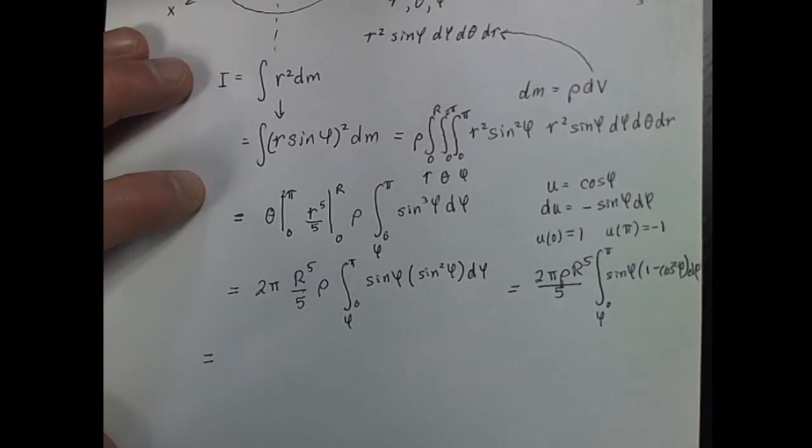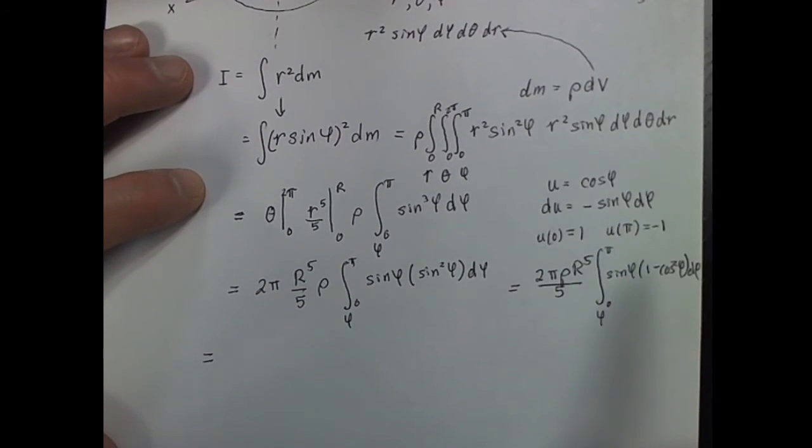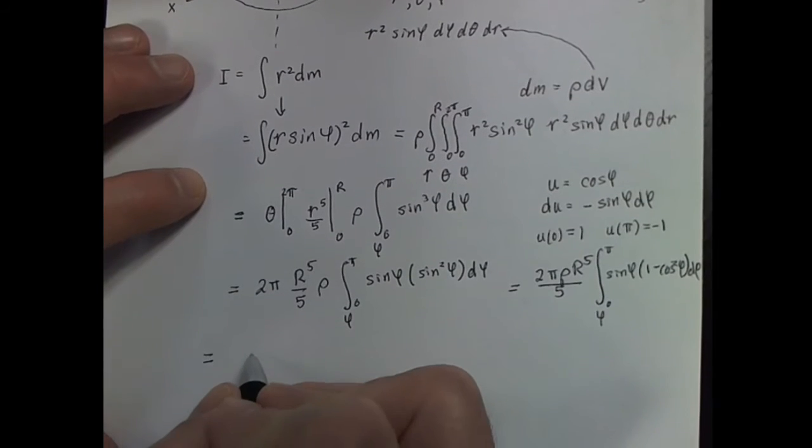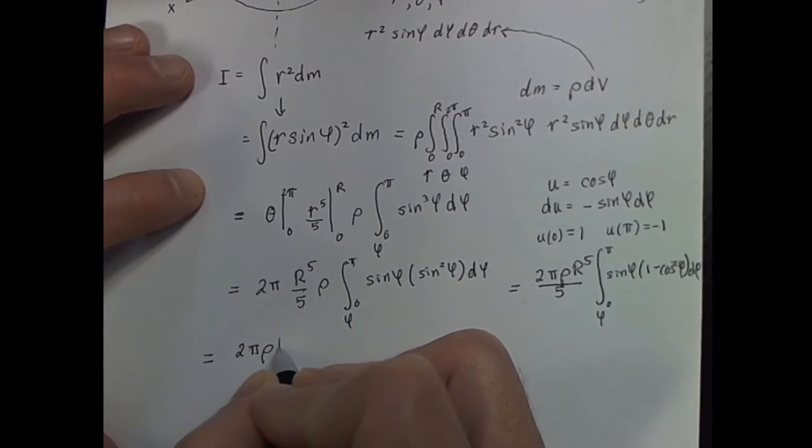Okay, so now I'm going to make my substitution here. I'm going to substitute in u for cosine phi. I'm going to substitute in for sine phi d phi a minus du. Okay, so I hope I don't mess up the algebra here. Been a while since I looked at this.